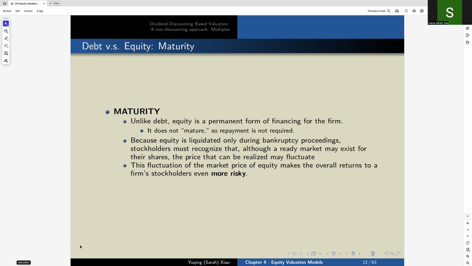This has two implications. First of all, equity doesn't need to be repaid, which gives firms financial flexibility. Second, it also means stockholders face uncertainty. They can only realize value by selling shares in the market, and market prices can fluctuate. So the lack of maturity makes equity riskier, but also potentially more valuable if the company grows over time.